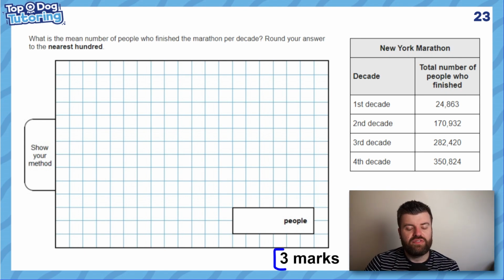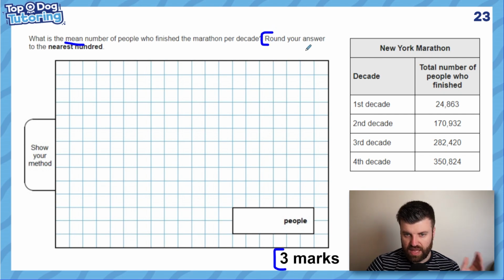Now, the fact this is worth 3 marks tells you there's loads going on here. Okay, so let's take a look. What is the mean number, so we want the average, of people who finish the marathon per decade? So here we have the New York Marathon and each decade. What's the mean number?